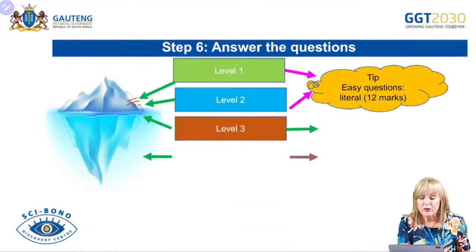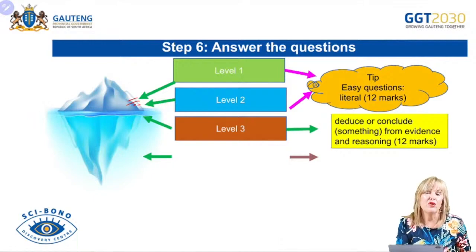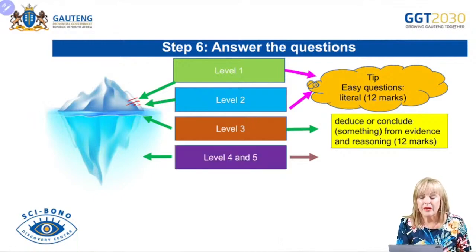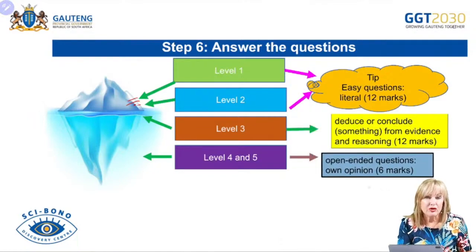Then the level 3 questions, there you have to deduce or conclude something from evidence and reasoning. And it's also 12 marks. So the questions will be phrased a little bit more differently. It will not be like just list or name. It will be like what was the relationship between this, or is this true or false? And you must go and read again and see whether you agree, whether it's true or false. And then the level 4 and 5 questions, which I love, are the open-ended questions. And here you are asked for your own opinion. And that counts 6 marks.